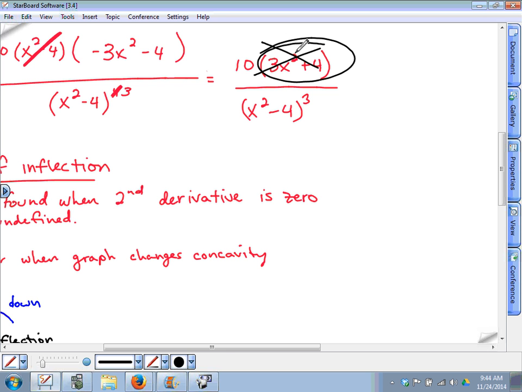So we don't have any points of inflection that come from the numerator, but this right here, that could equal 0 at positive or negative 2.